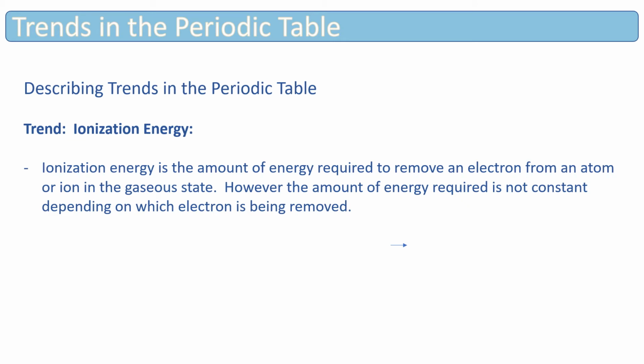Now let's take a look at ionization energy. Ionization energy is the amount of energy required to remove an electron from an atom or ion in the gaseous state. However, the amount of energy required is not constant, depending on which electron is being removed.